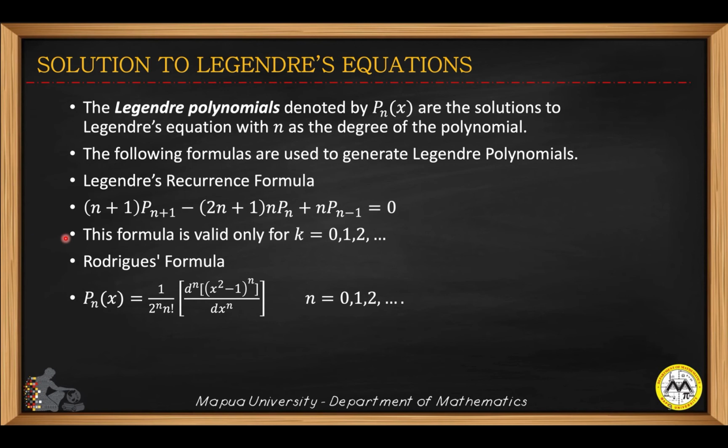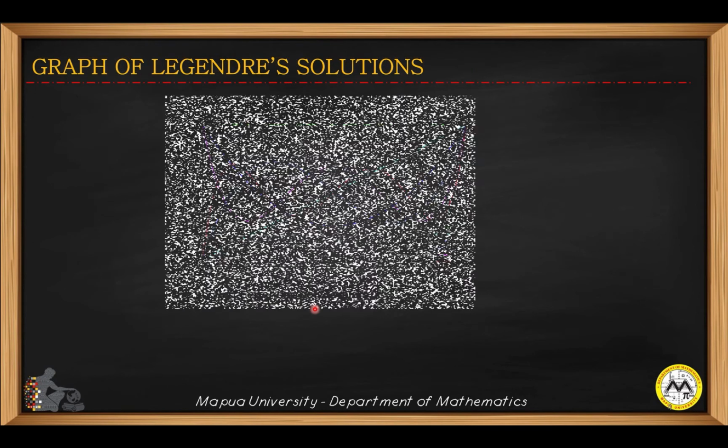The Rodrigues' formula is the second method to generate the polynomial solutions of Legendre's equation. P sub n is equal to 1 over 2 to the n times n factorial, times the nth derivative with respect to x of the expression (x squared minus 1) raised to n. Here n will take the values 0, 1, 2, 3, and so on.